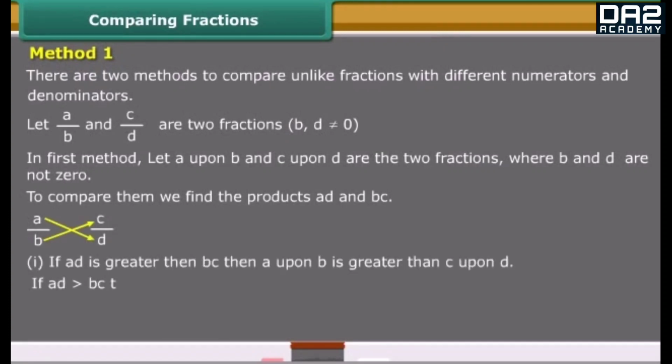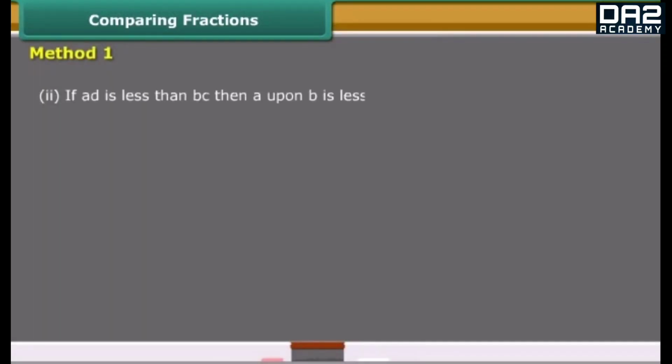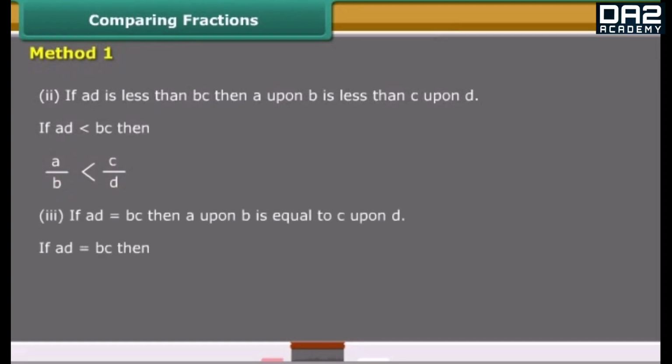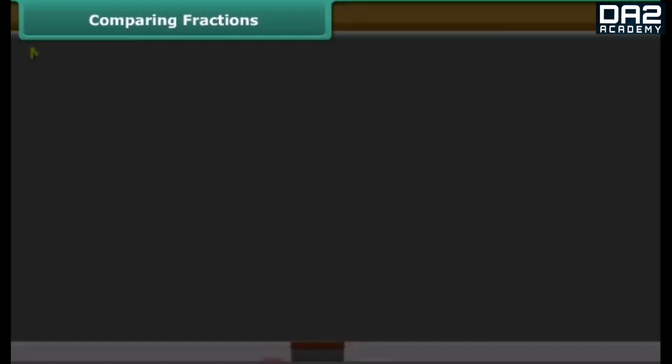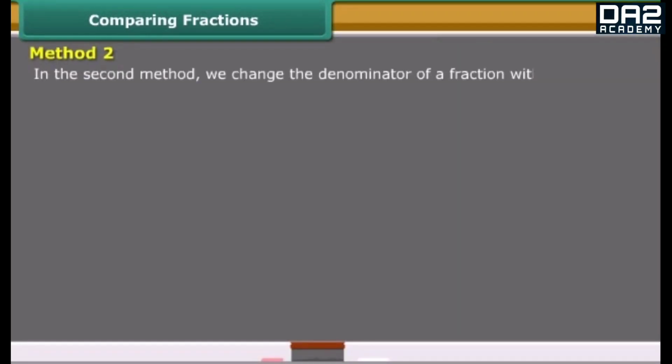1. If AD is greater than BC, then a upon b is greater than c upon d. 2. If AD is less than BC, then a upon b is less than c upon d. 3. If AD is equal to BC, then a upon b is equal to c upon d. Method 2. In the second method, we change the denominator of a fraction without changing its value.